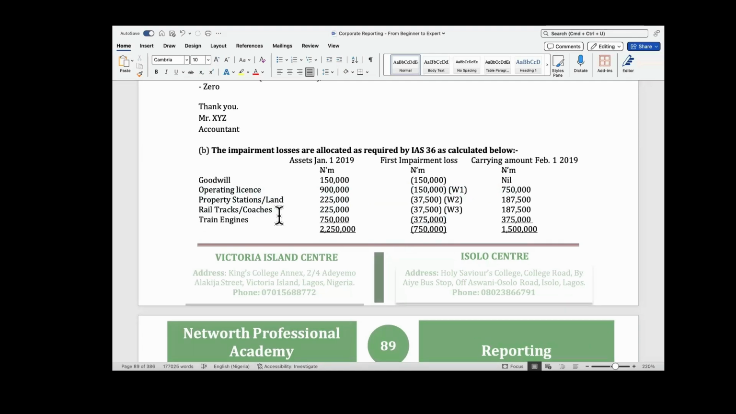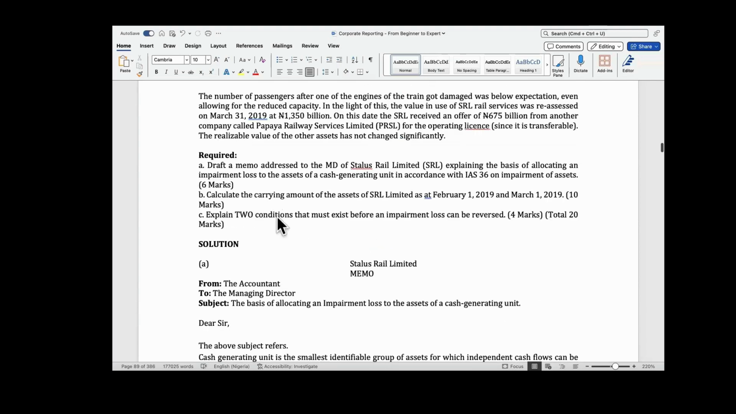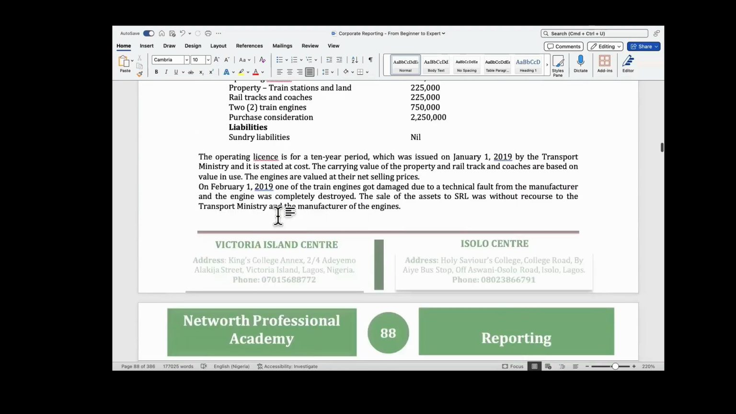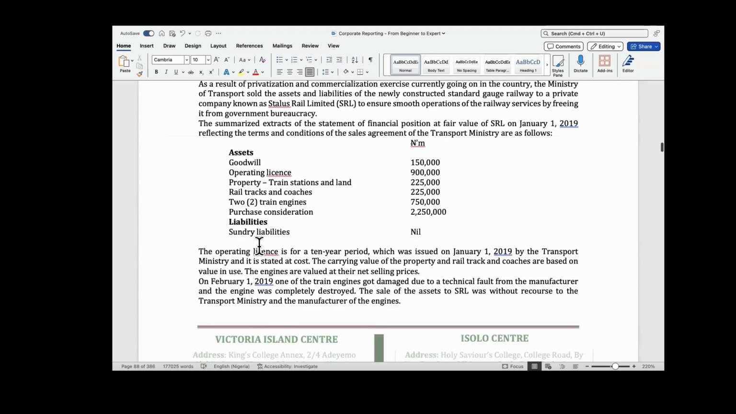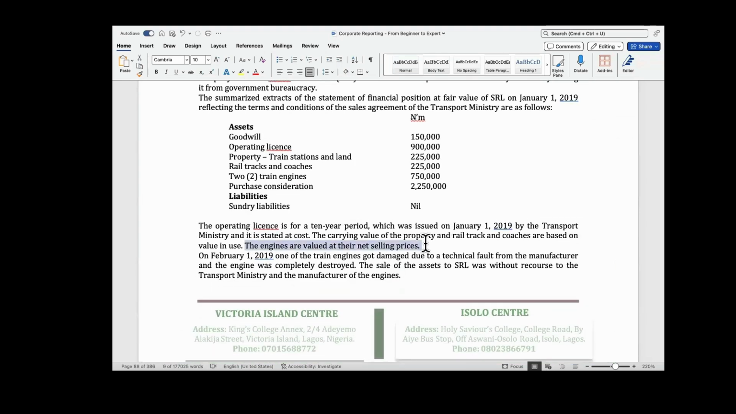Ordinarily you should have allocated to it. The only reason why I haven't allocated it is a very critical point. We're told up here that the engines are valued at their net selling prices. For that reason, except that the asset is damaged, the carrying amount will not come below the recoverable amount.